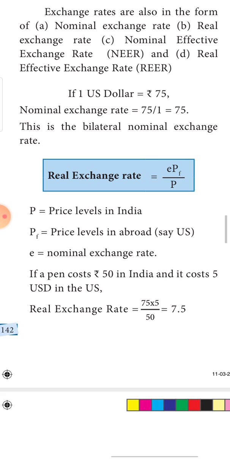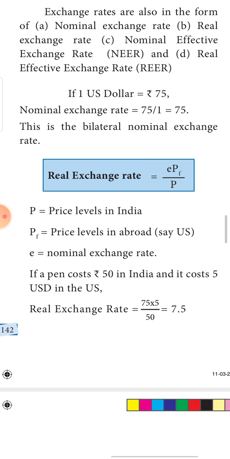Whereas real exchange rate means you add one more component to it. That is EPF divided by P. Very simple, children. E refers to nominal exchange rate, that is 75 divided by 1. PF refers to the price that is prevailing abroad in any country, and P refers to the price that is prevailing in India, in the domestic country. Now a small example is given here.